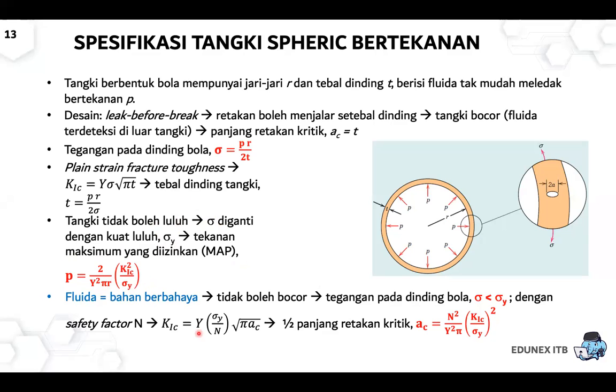Okay. So then here we have the critical value as well. If we have leak before break, the maximum tank would be this one from the KIC. So here we substitute the T into the KIC and then rearrange the equation to get the pressure. So this is the maximum allowable pressure. It is a function of 2 divided by pi, the radius of the tank, and then multiplied by the KIC squared. We know the KIC of the metal and also the sigma y of the metal.